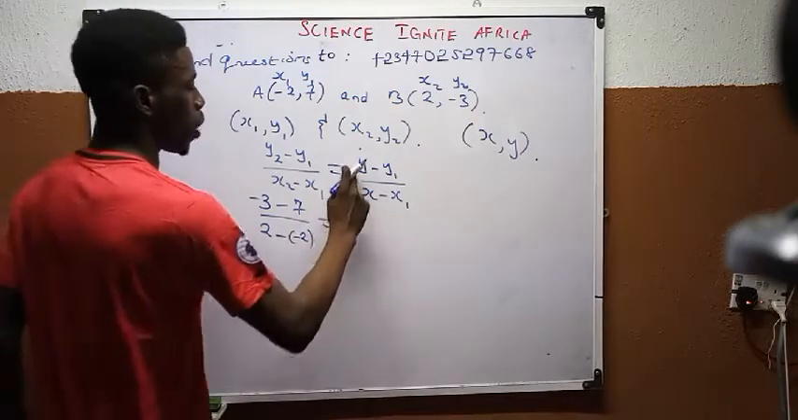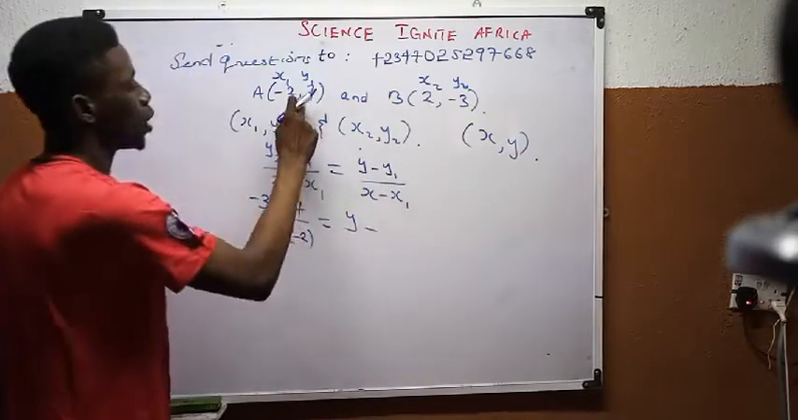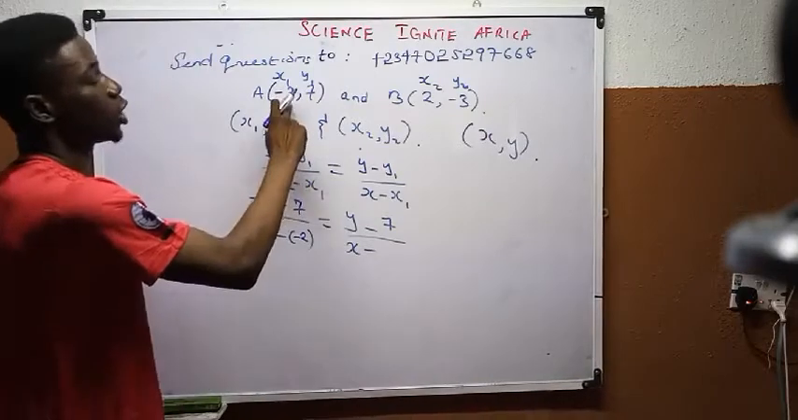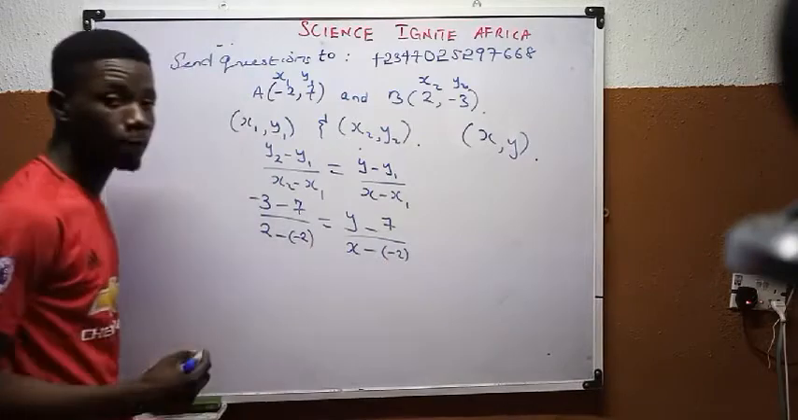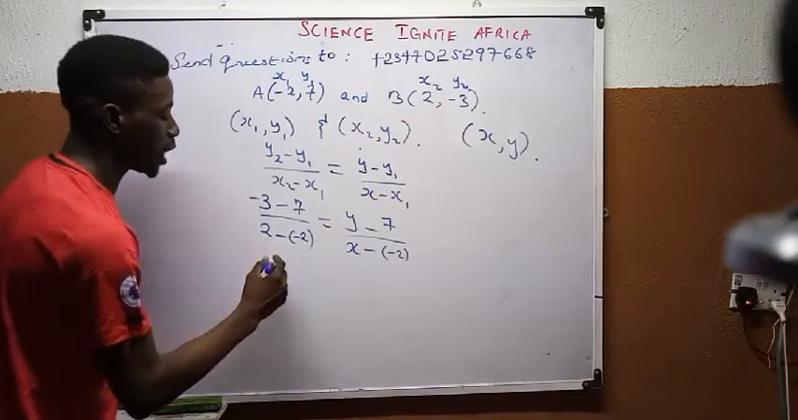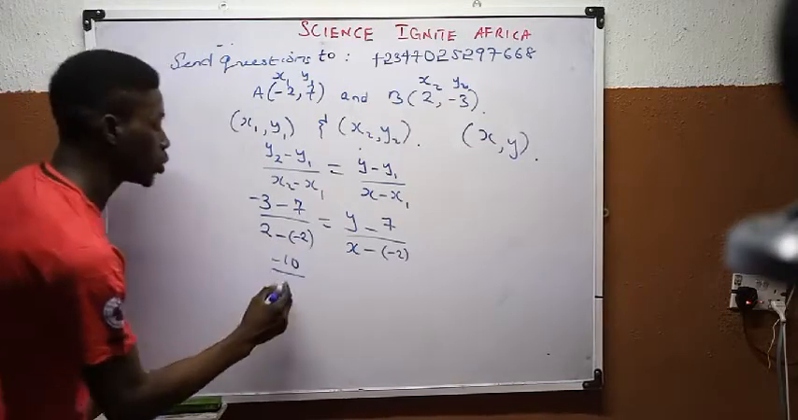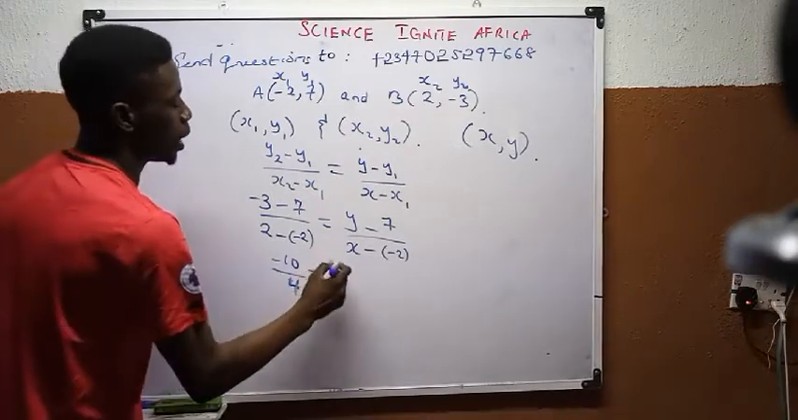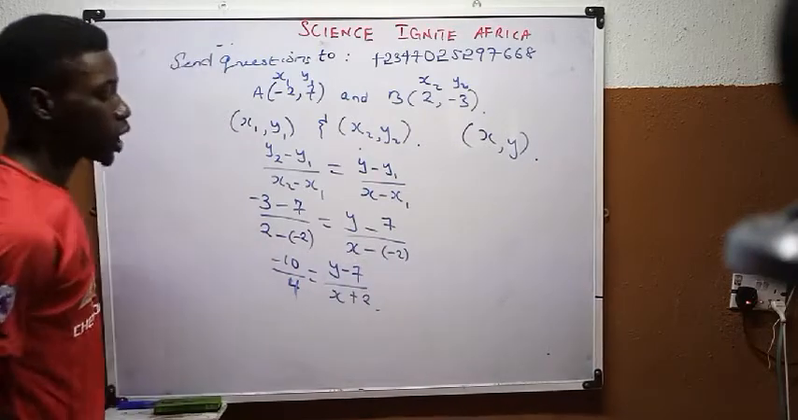Now this will be equal to y. Y is just arbitrary, I don't know the value. So y minus, what's my y1? Y1 is 7. Then we have x, it's also arbitrary, minus x1. What is x1? X1 is minus 2. So I will have minus 2 here. So let us proceed. From this place, minus 3 minus 7, that's minus 10. Then 2 minus minus 2, that will be 2 plus 2, which is 4. Then this will be equal to y minus 7 over x plus 2.